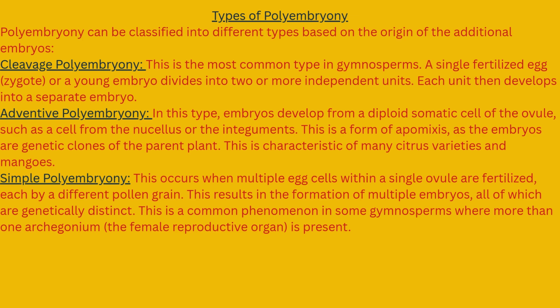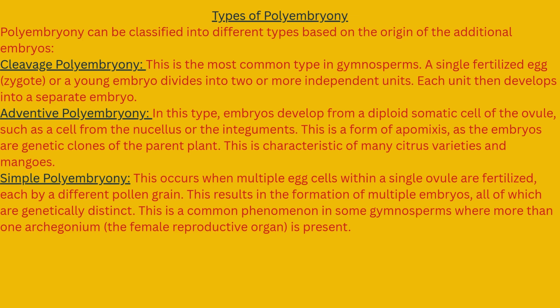The next is adventive polyembryony. This is a type where the embryo develops from a diploid somatic cell of the ovule, such as a cell from the nucellus or integuments. This is a form of apomixis, as the embryos are genetic clones of the parent plant. This is characteristic of many citrus varieties and mangoes.